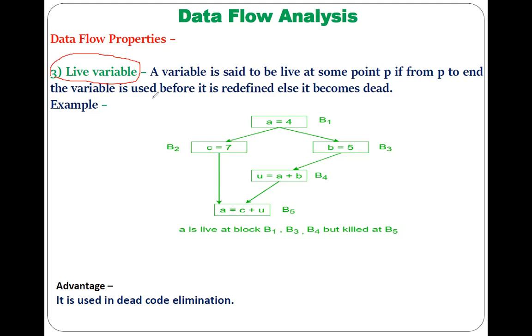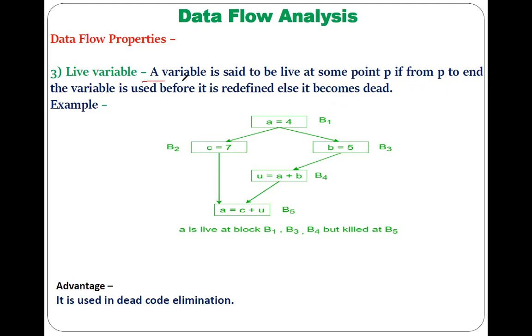Now, first you need to understand what the live variable concept is. A variable is said to be live at some point P if, from P to the end, the variable is used before it is redefined, else it becomes dead. A variable is said to be live at program point P if from P to the end the variable is used before it is redefined, else it becomes dead.